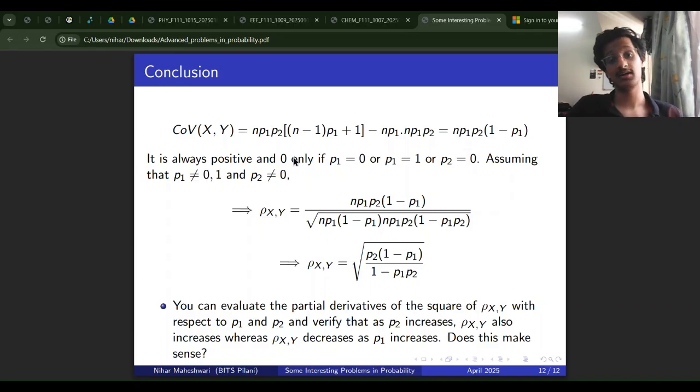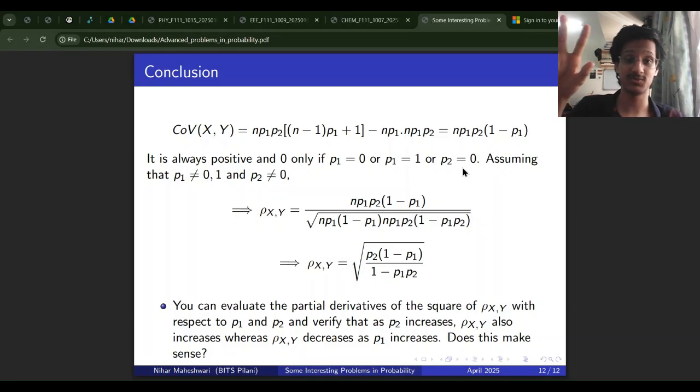Anyways, another thing to note here is that this covariance will only be equal to 0 when p1 is equal to 0, or p1 equals 1, or p2 equals 0. And at all three of these values, you will notice that the standard deviations present in the denominator of the correlation coefficient also become equal to 0. So therefore, rho x comma y is actually not defined. That is why you have to write this statement: assuming that P1 is not equal to 0 or 1, and P2 is not equal to 0.